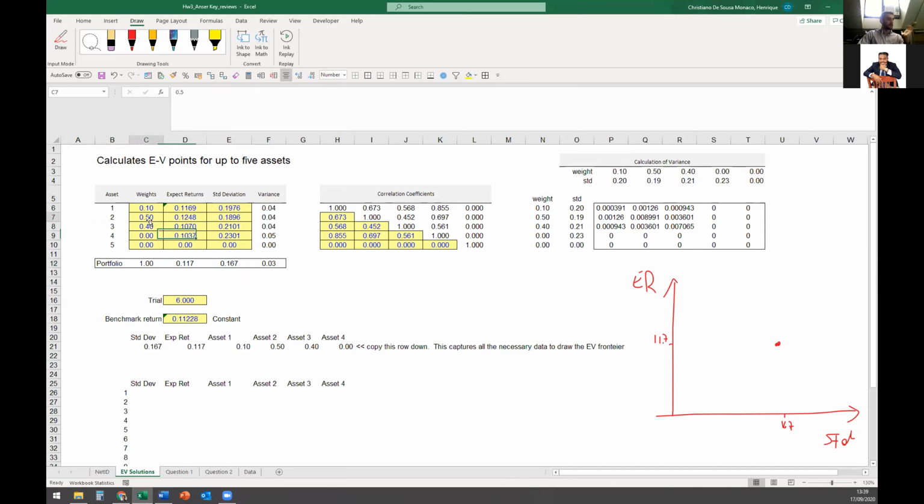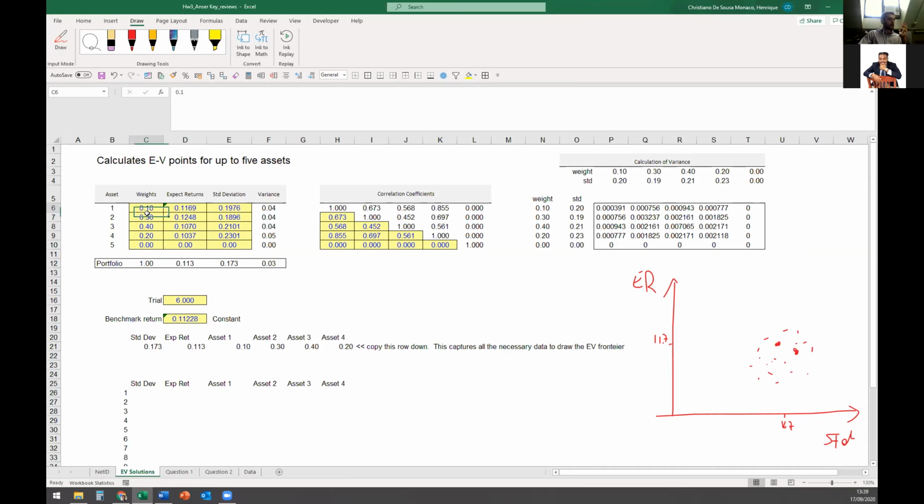I could just keep changing it and adding more and less combinations here. So this time is 11.3, a little bit lower, and 17, so it's over here somehow, okay? So I could have done it a lot of times, trying to figure out what would be the standard deviation and expected returns of that, right? However, what we are doing here is we are going to run Solver to figure out, for a level of benchmark return, the minimum variance of that, right?